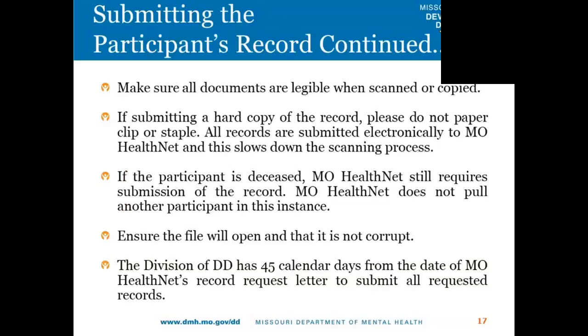The next is a question that we get frequently. If the participant is deceased, MoHealthNet still requires submission of the record. MoHealthNet does not pull another participant in this instance. Please ensure the file will open and that it is not corrupt. And finally, keep in mind that the Division of DD has 45 calendar days from the date of MoHealthNet's record request letter to submit all requested records.